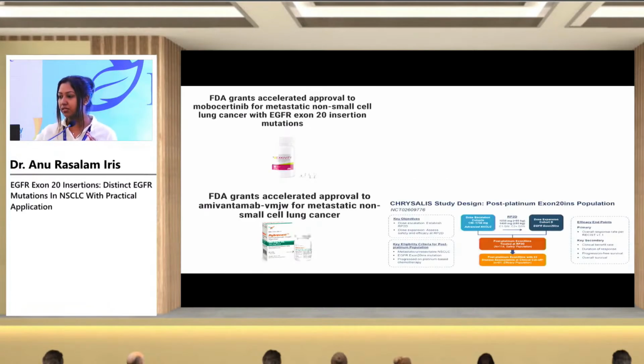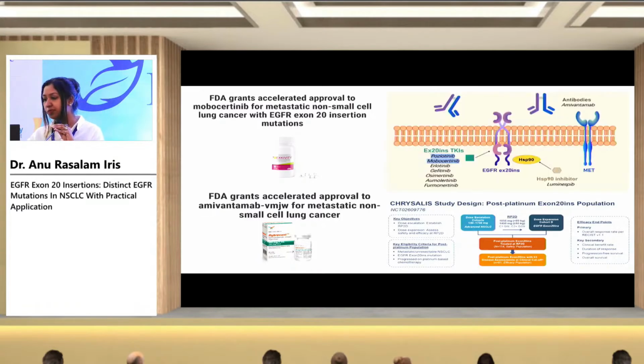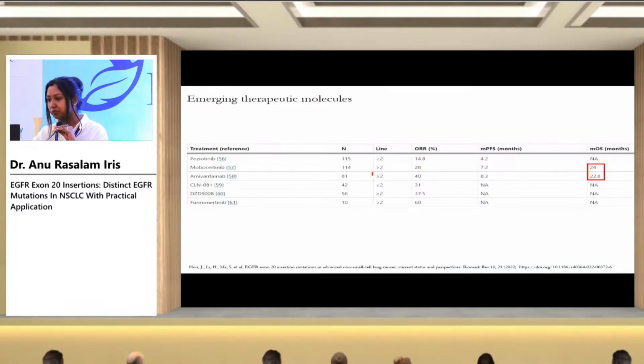Moving on to the therapeutics. We know that oral mobocertinib is approved, and the injectable amivantamab is approved based on the Rasalam study. So these are the molecules. Right now we have poziotinib, mobocertinib, the bispecific amivantamab, and the HSP90 inhibitor luminespib. The heat shock protein is actually quite necessary to maintain structural integrity. So if you block that, downstream signaling wouldn't happen. These are some of the emerging therapeutic molecules.